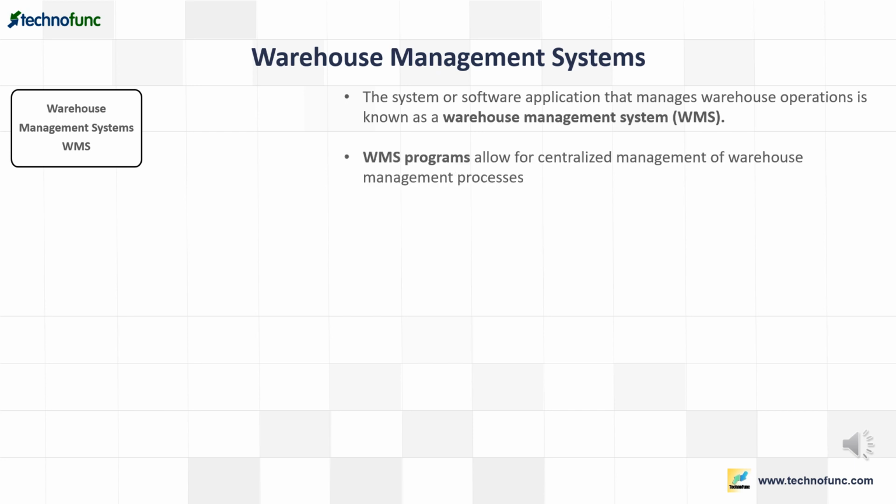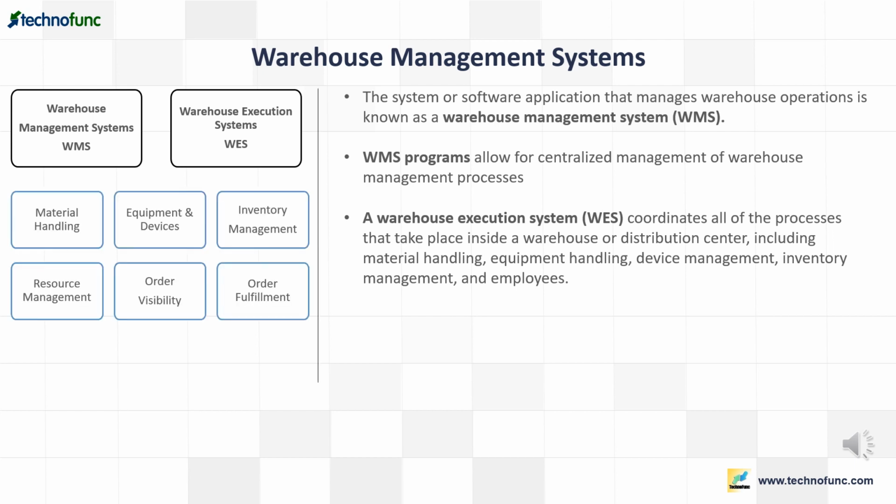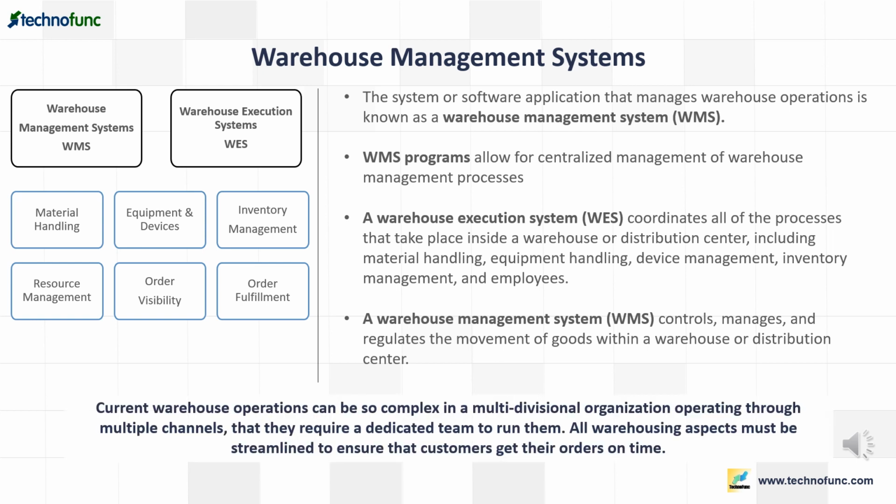A warehouse execution system, WES, coordinates all of the processes that take place inside a warehouse or distribution center, including material handling, equipment handling, device management, inventory management, and employees. A warehouse management system, WMS, controls, manages, and regulates the movement of goods within a warehouse or distribution center. Typical features of a WMS include inventory management, picking and put away, order visibility, and fulfillment.